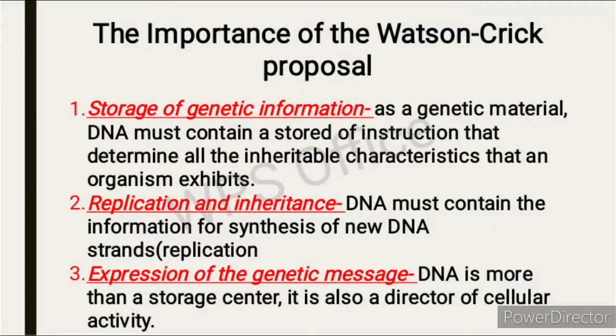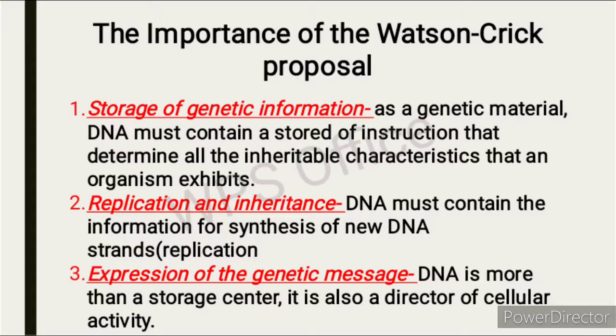The importance of the Watson-Crick proposal is clear from the time biologists first considered DNA as the genetic material. There were three primary functions it was expected to fulfill. Number one is the storage of genetic information. As genetic material, DNA must contain a stored record of instructions that determine all the inheritable characteristics that an organism exhibits. In molecular terms, DNA must contain the information for the specific order of amino acids in all the proteins that are synthesized by an organism.